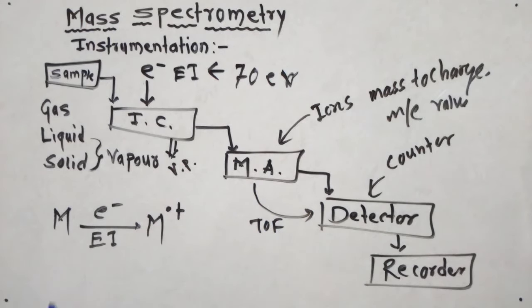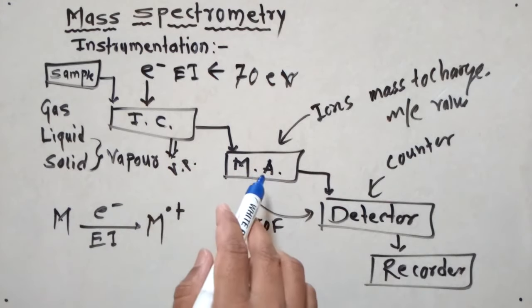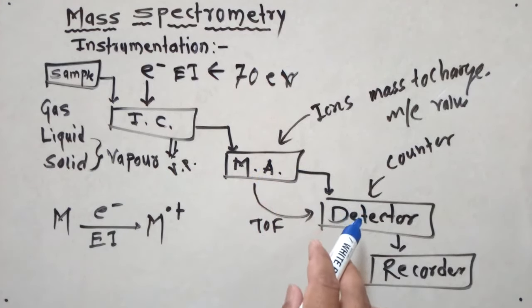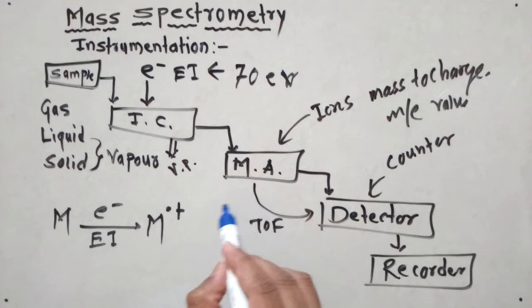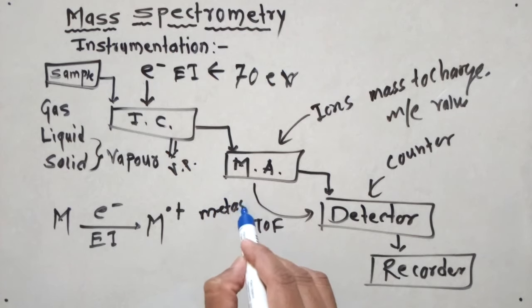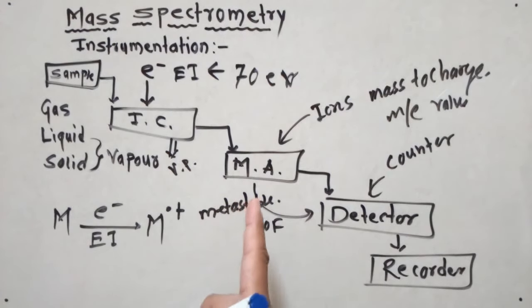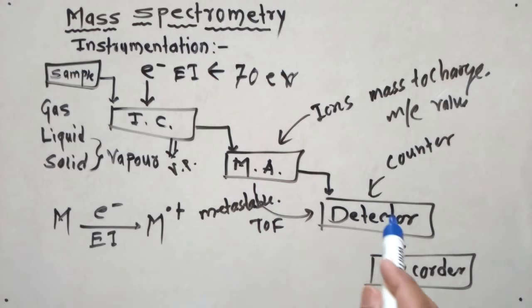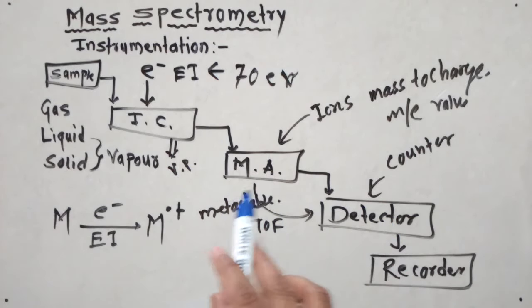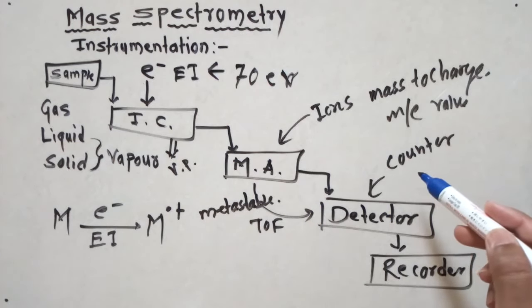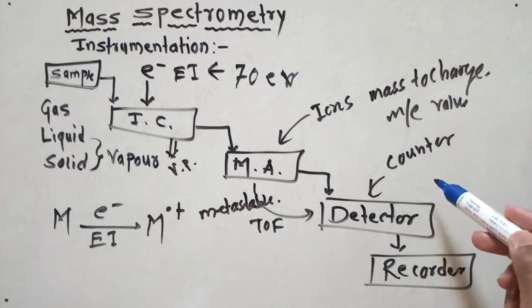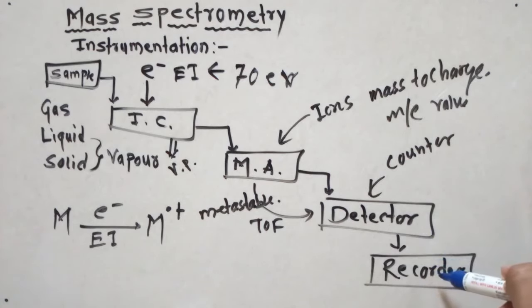time of flight. What occurs? Some of the ionized molecules that are present further break down into fragment ions while reaching towards the detector, and such ions are termed metastable ions. Which ions? Metastable ions. Those going from the mass analyzer to the detector, and during this time of flight they are broken down into smaller fragment ions. The detector counts the different types of ions, and then the data is fed to the recorder and we get the mass spectrum as a record.